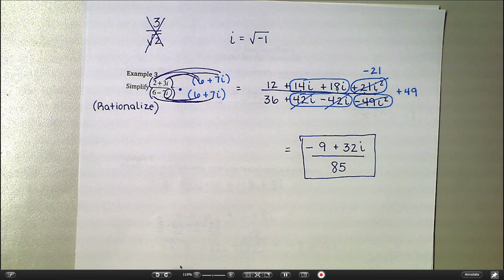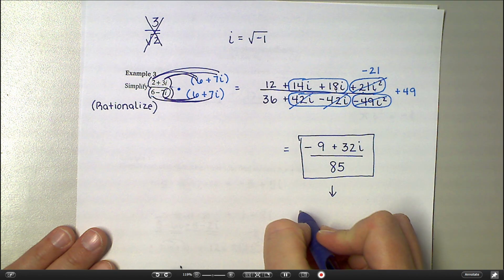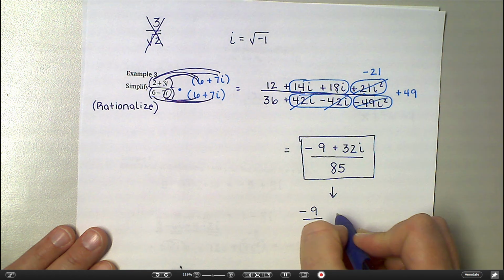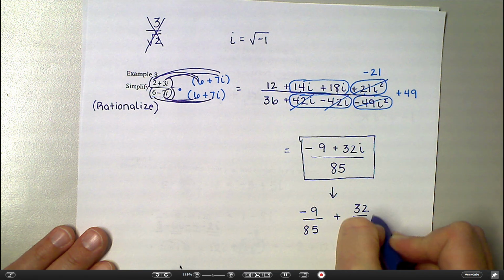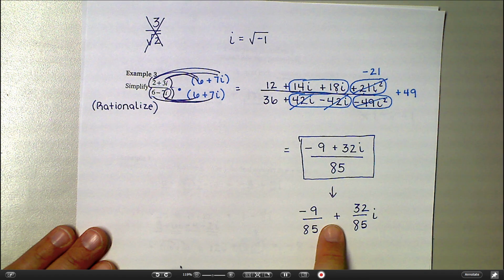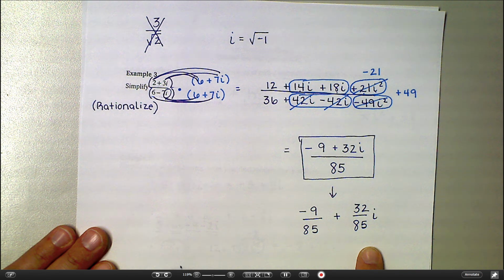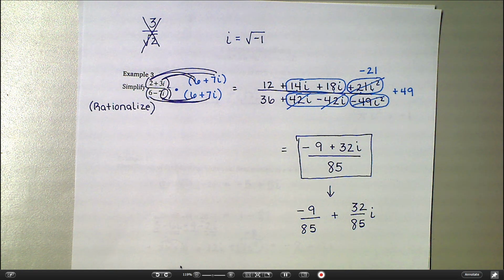But sometimes you're going to be asked the question, write it in a plus bi form. I just want to point out that this is a plus bi form. Technically, if we wanted it in the correct form, we would split it. So we would do -9 over 85 plus 32 over 85 times i. That's the same thing. So this is a plus bi, okay? I don't require you to write it this way. I don't require you to split it like that, but I just want you to recognize that this and this are the same thing, and that's why we can get away with saying that this is a plus bi form.